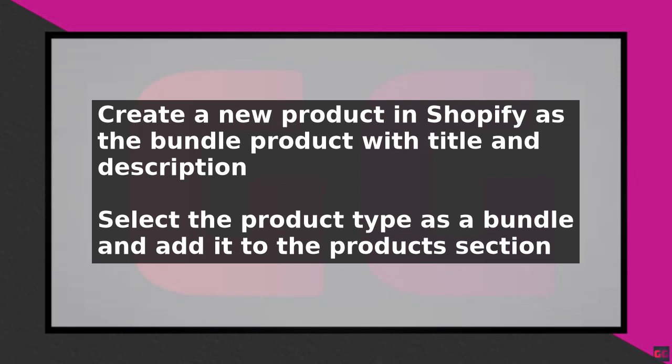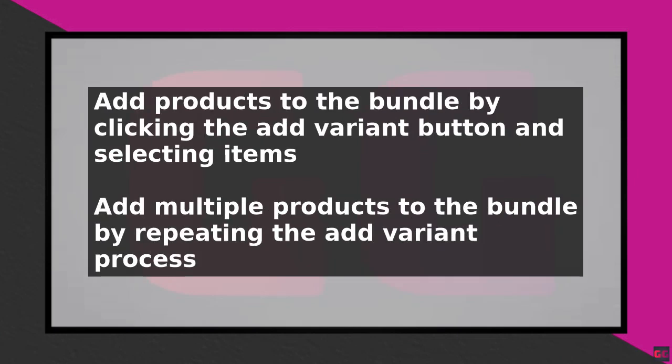Next, you need to add the products that will be included in the bundle. You can do this by clicking on the Add Variant button and selecting the products you want to include. You can add multiple products to the bundle by repeating this process.